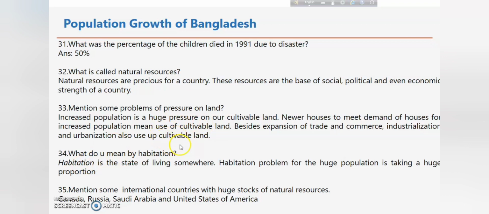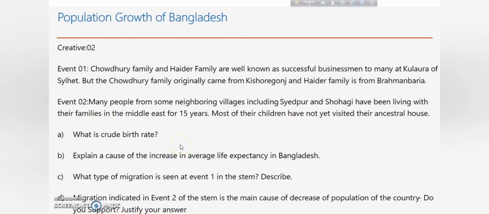Now students, it's time for creative question answer. For creative question answer, I want to tell you that your creative question will be on 10 marks, where 1 mark is for knowledge based, 2 marks for comprehension based, 3 marks for application based, and 4 marks for higher efficiency based.